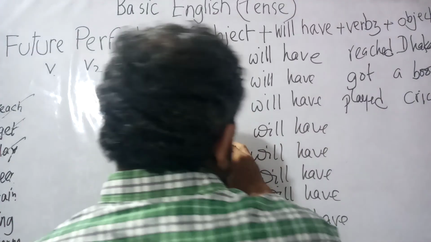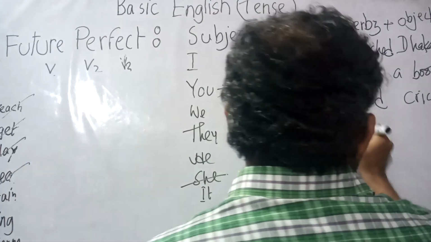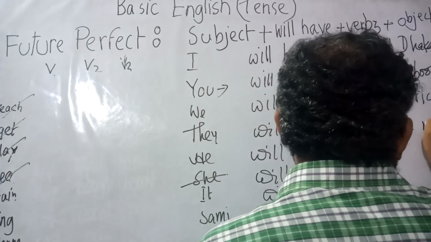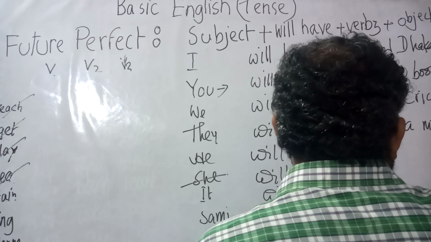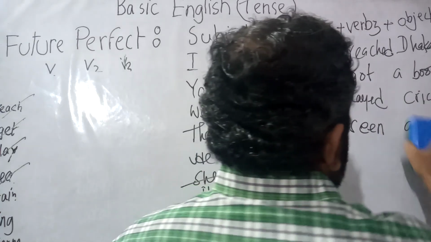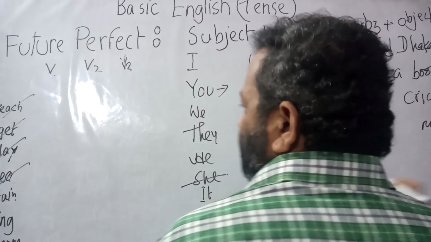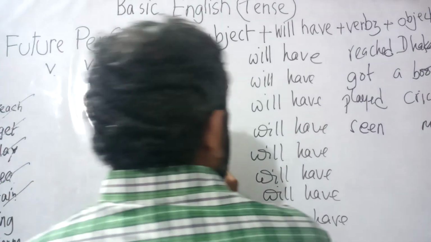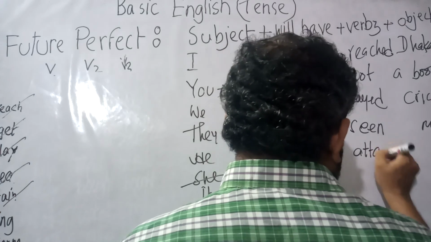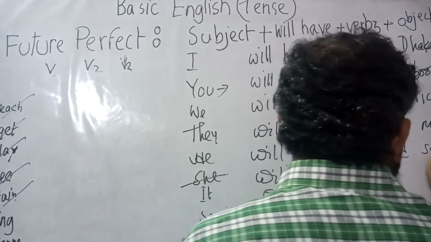Now let us consider the subject they. They will have seen. They will have seen a movie. Instead of movie, let me write, they will have seen me. Now let us write attain. You will have attained. The verb 3 form of the word attain is attained. You will have attained success.